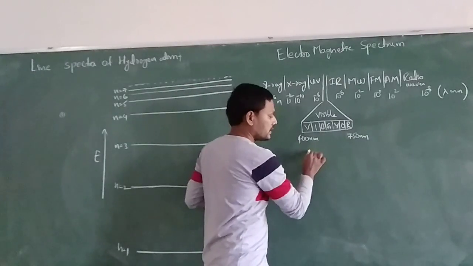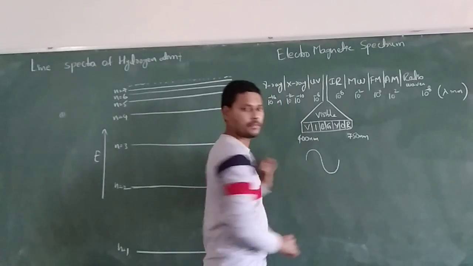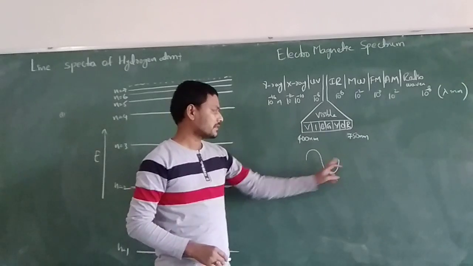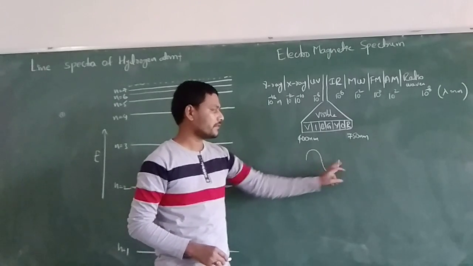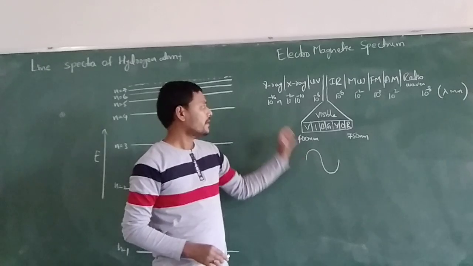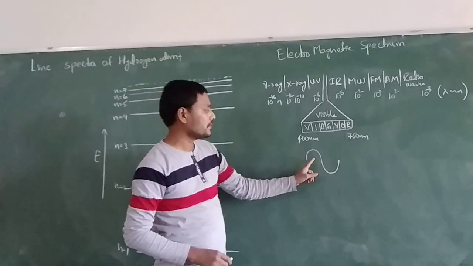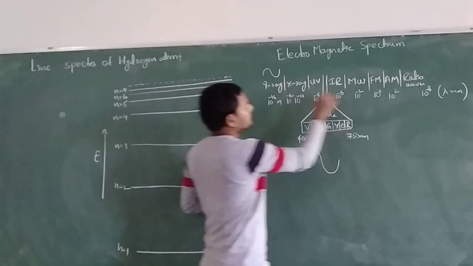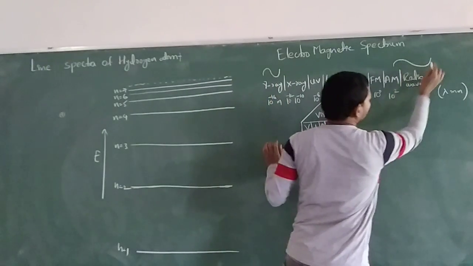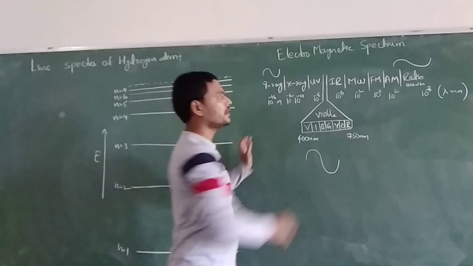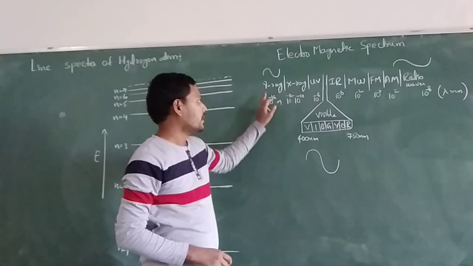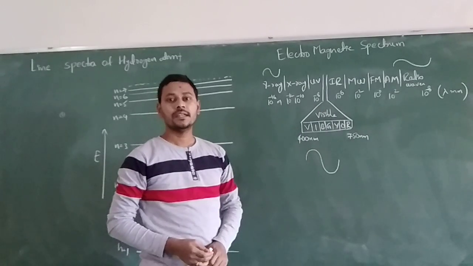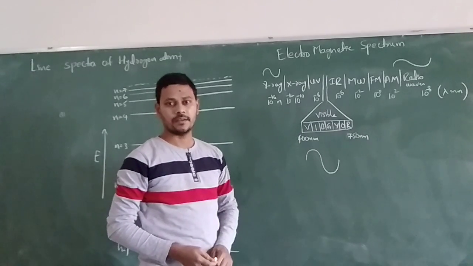A wave has one crest and one trough. This is called the crest, this is called the trough. The distance is the length of the wave, so the length of one wave. From here to there, the wavelength increases, meaning the wave is like this here, and here the wave is like this. See, here the length of the wave increases. Gamma rays have lesser wavelength, and radio waves have greater wavelength.